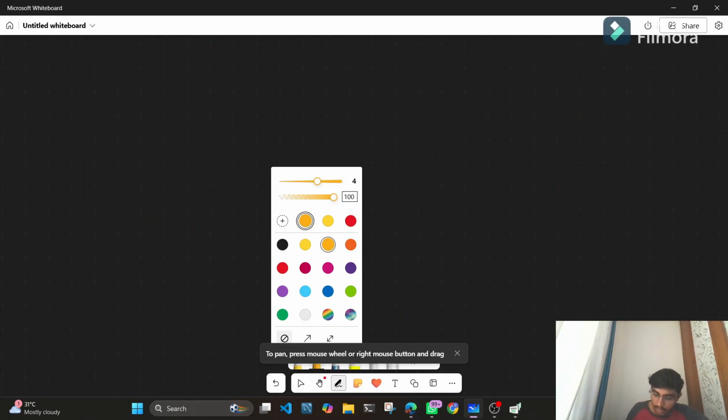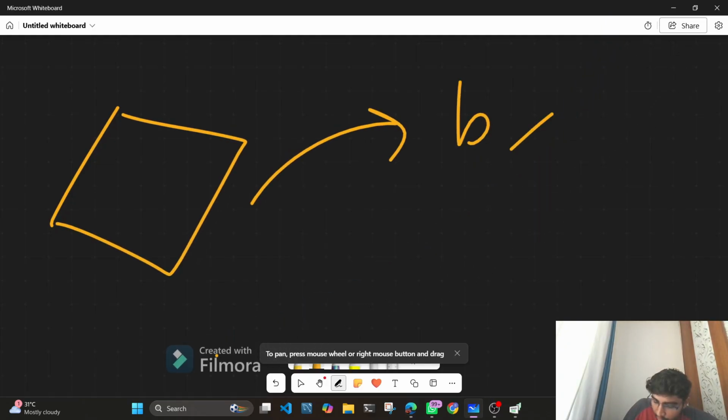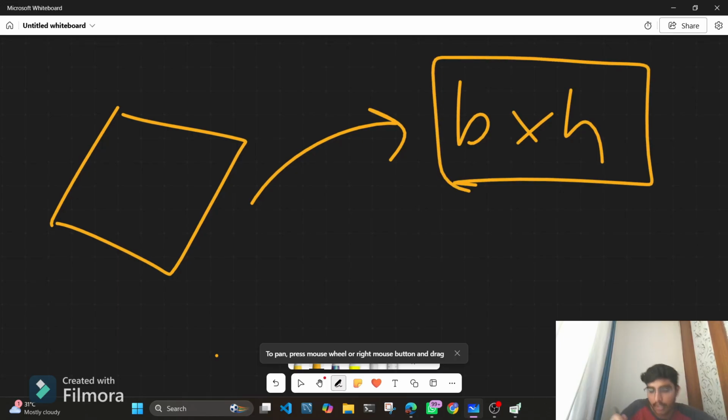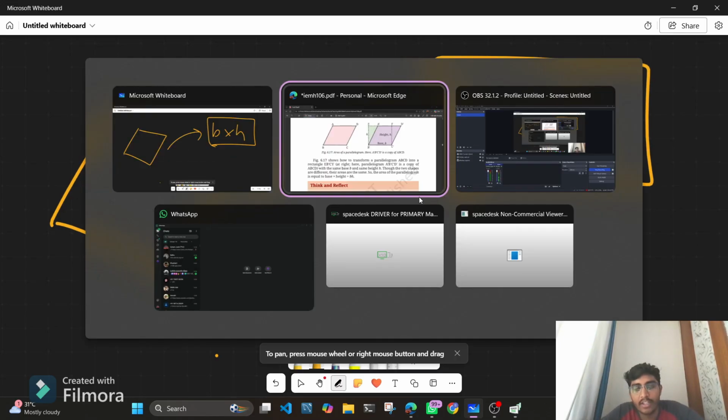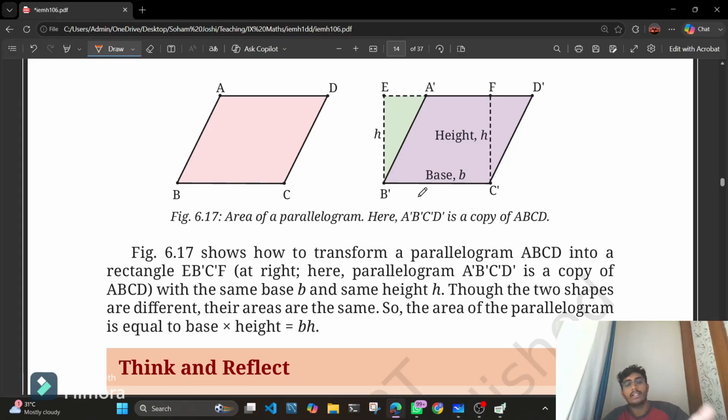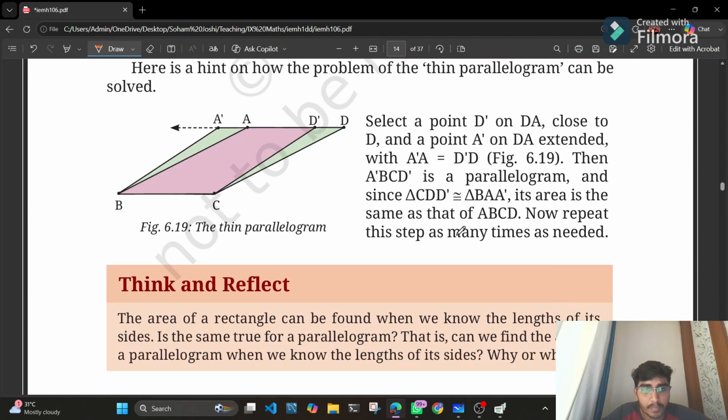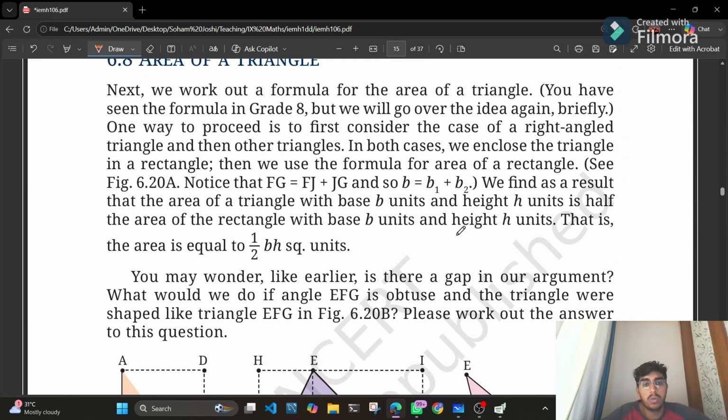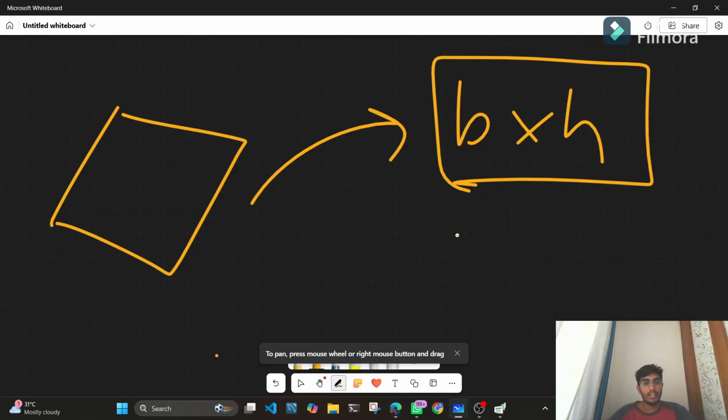Whatever the parallelogram is, its formula for area is base into height. So you just need to find out the base, find out the height, and then you can just multiply it and you get the area of the parallelogram. Okay. Next up, we have area of rectangle.